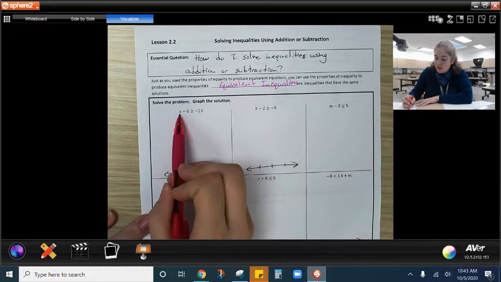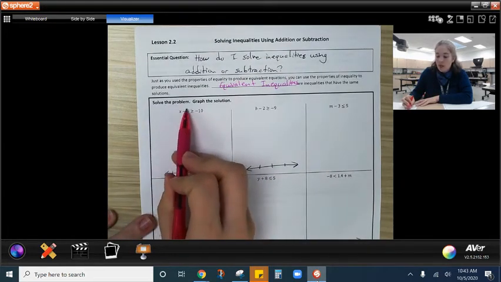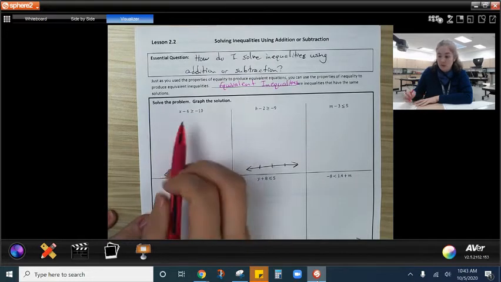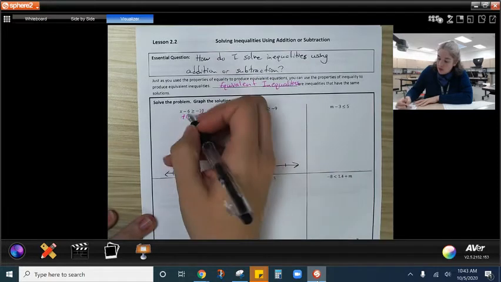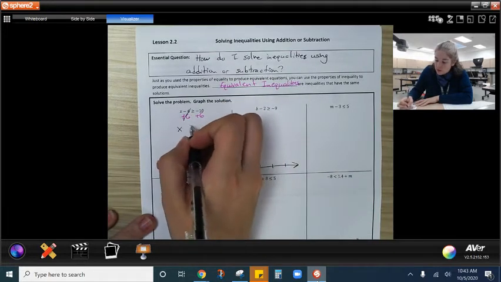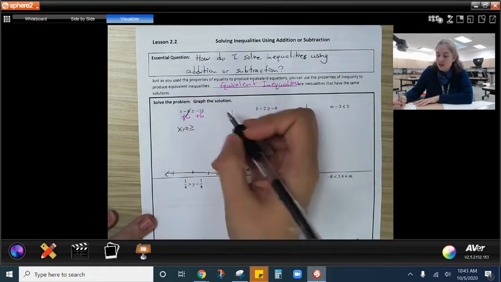So right here we've got x minus 6 is greater than or equal to negative 10. We need to think about what the opposite of subtraction is, which is going to be addition. So let's add 6 to both sides. And so now that zeroes out. So I have x is greater than or equal to negative 10 plus 6.